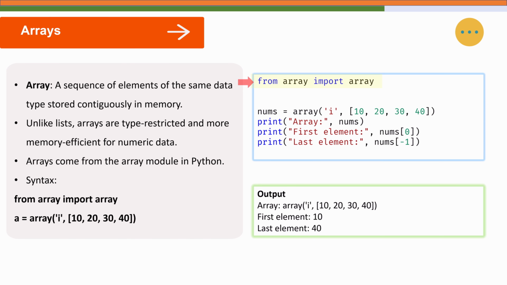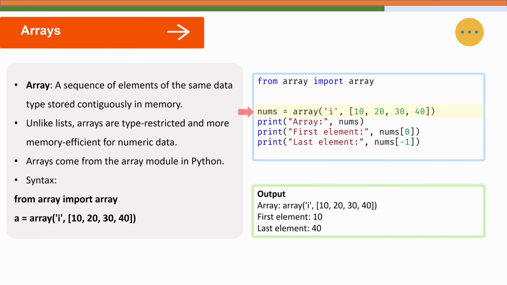You create arrays using the array module. When creating arrays, we specify a type code. It tells Python what type of element will be stored and how much memory to allocate for each. The i type code stands for 4-byte integer, and f and d are for floating point numbers.